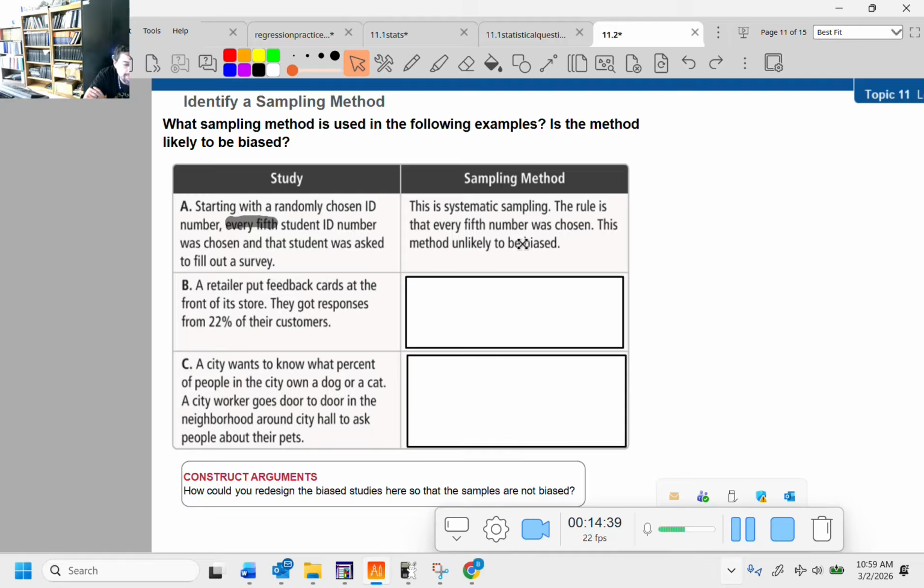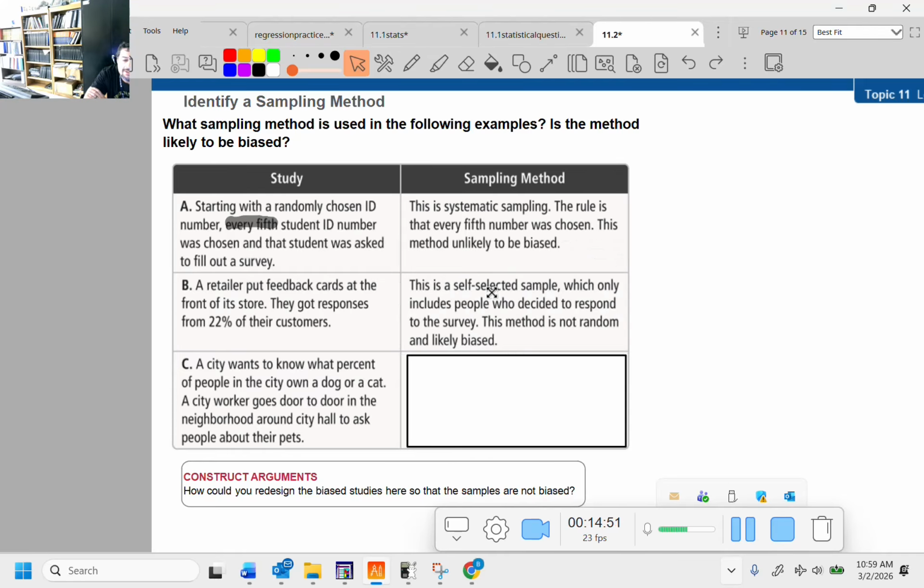A retailer put feedback cards at the front of its store. They got responses from 22% of their customers. If there's a survey box at the front of the store, you are deciding to fill out that survey. That is self-selected, high risk of bias.